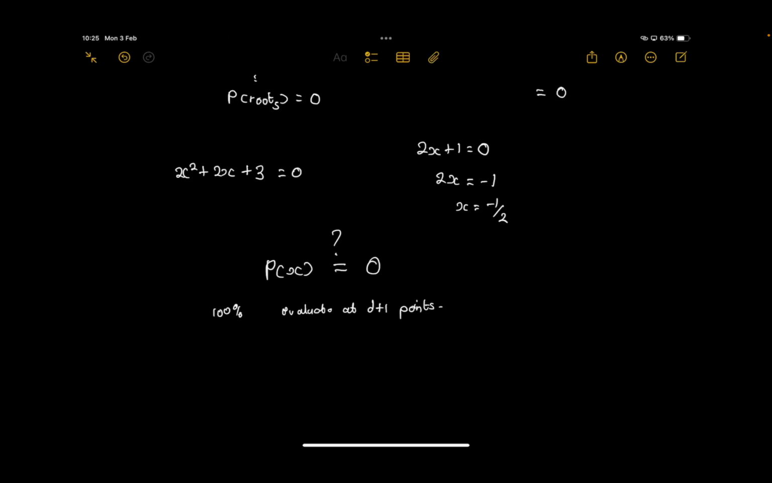And see if you get a non-zero, right? It's not sufficient to evaluate at just D points. In most cases it will work, but it's not sufficient, because those D points that I might pick might be the D roots by mistake. And then you will say, oh, they were all zeros, and then you'll be happy. Whereas if you had picked one more point, it would have been a non-zero.